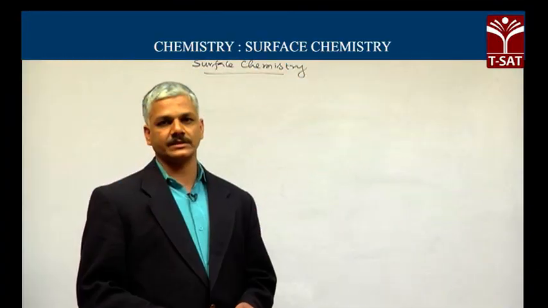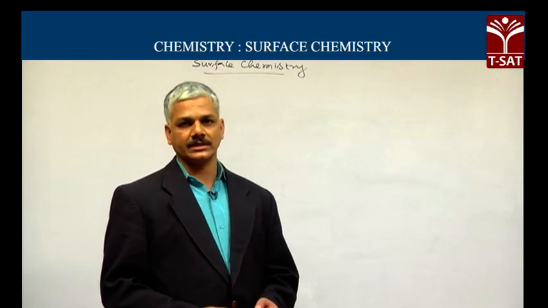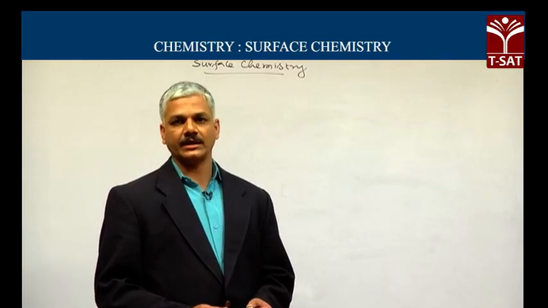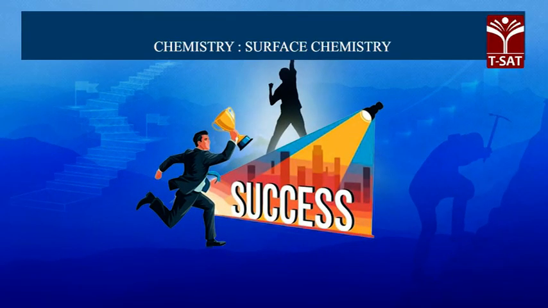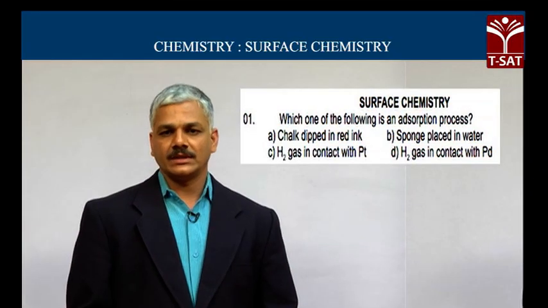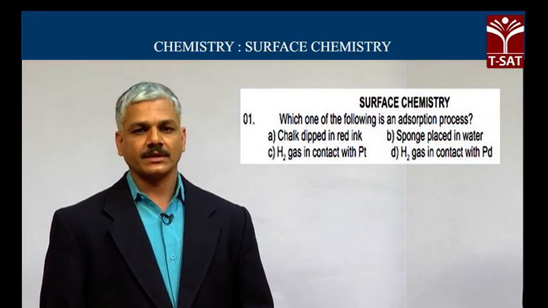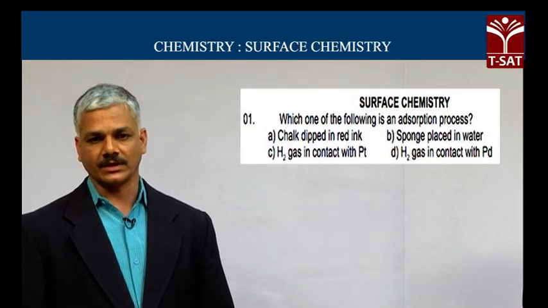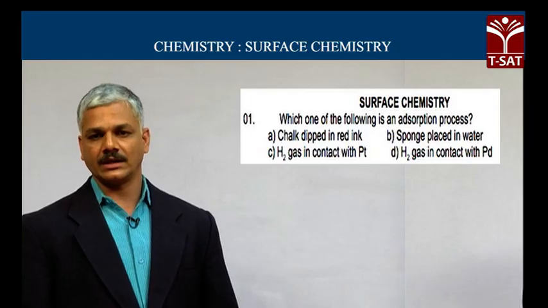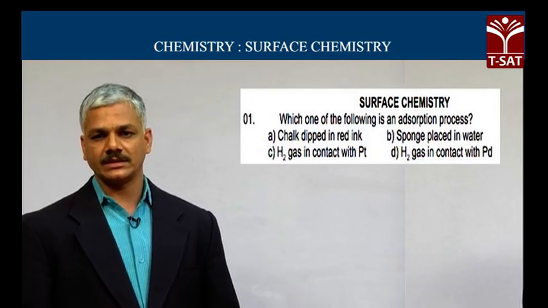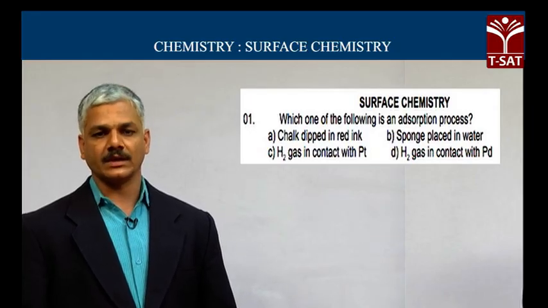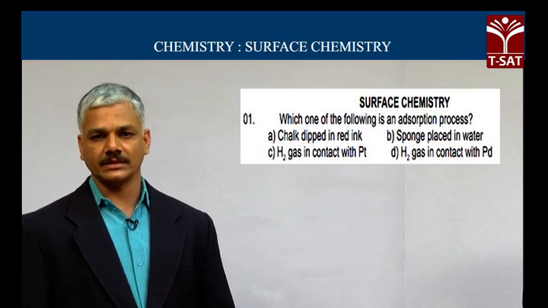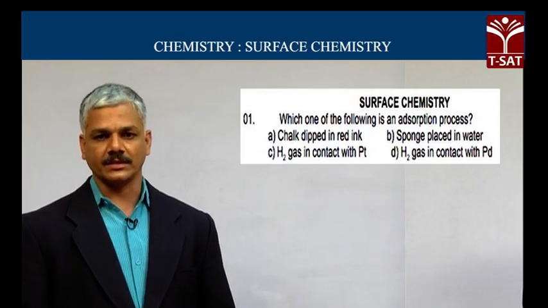Now let us see some of the questions based on surface chemistry which came in the previous entrance examinations. First question, which of the following is an adsorption process? Given options are chalk dipped in red ink, sponge placed in water, hydrogen gas in contact with platinum, hydrogen gas in contact with palladium. Correct option is C. Hydrogen gas in contact with platinum is an example of adsorption process.